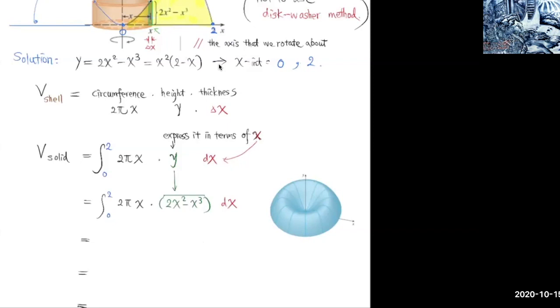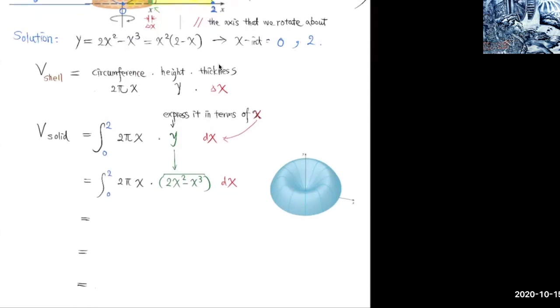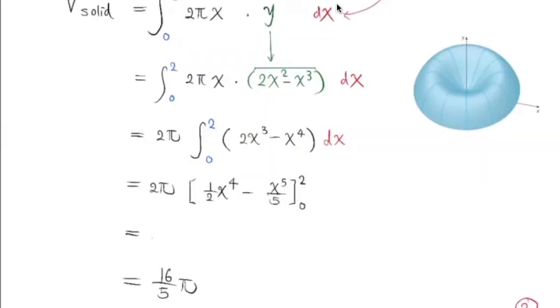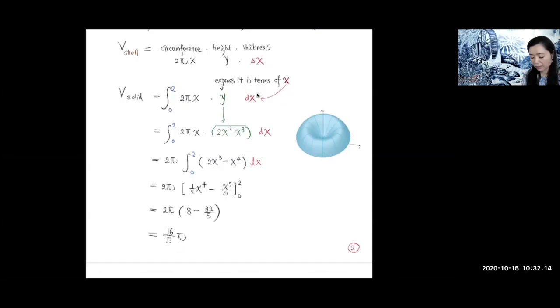So now everything here is in terms of x. Now to find this integral, you can take out this 2 pi and then multiply this x in. Now we find the antiderivative. The antiderivative of this is this, and the antiderivative of this is x to the 5th over 5. Substituting x equal 2 and x equal 0, we get 16 pi over 5. So that's the volume of this solid over here.